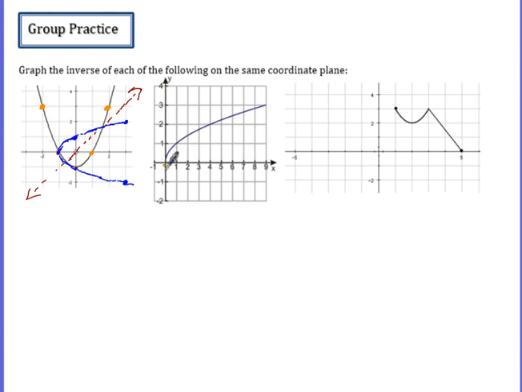So go ahead and pull points off of the next couple of graphs, and whatever those points are, swap x and y and graph the new graph. I'll give you a little bit of time. Pause the video while you do that.